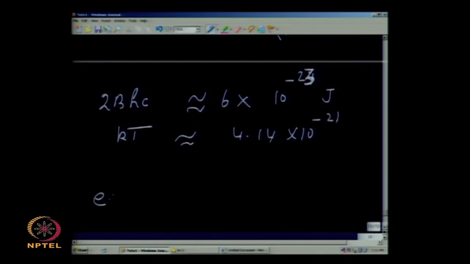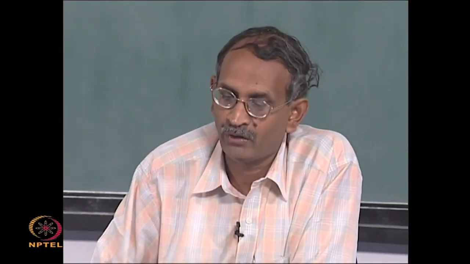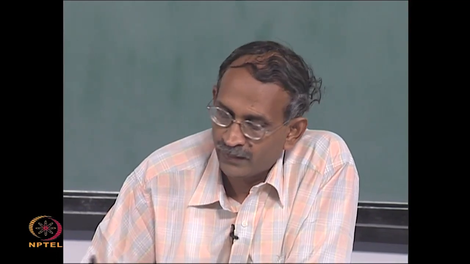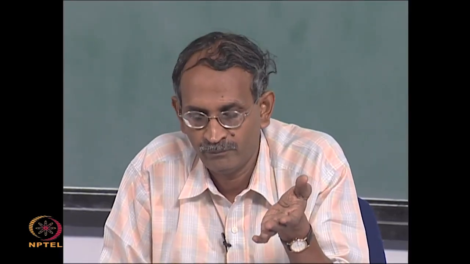So, you see that the value e to the minus 2hcB by kT is e to the minus a very small number, and this is almost equal to 1. It is not exactly 1, but the difference between 1 and this is very, very small. And therefore, when you write the number n1 by n0, the degeneracy factor is 3 here, the degeneracy factor is 1, and this factor is approximately 1, because the difference between the 2B and the 6B here is very small.